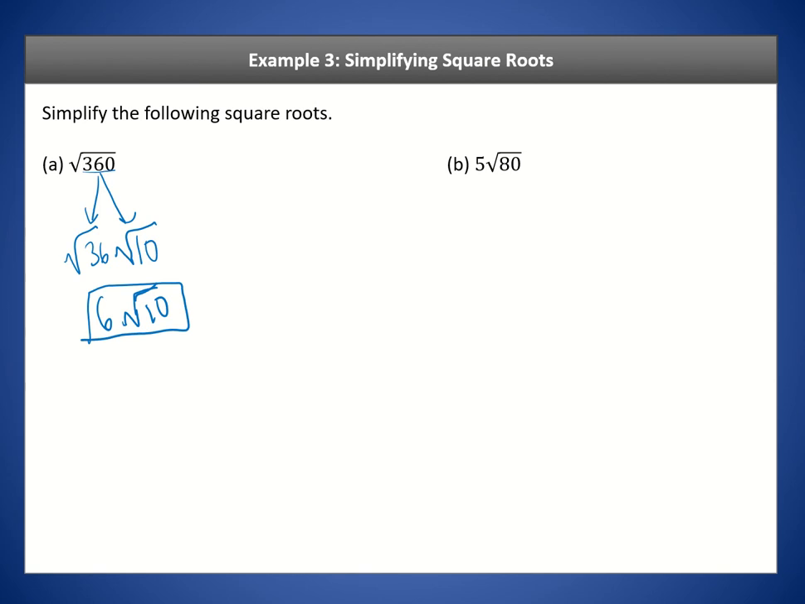Now 10 can't be broken down any further because you can break it down into 5 times 2. However, 5 and 2 are not perfect squares. So you want at least one of them to be a perfect square.